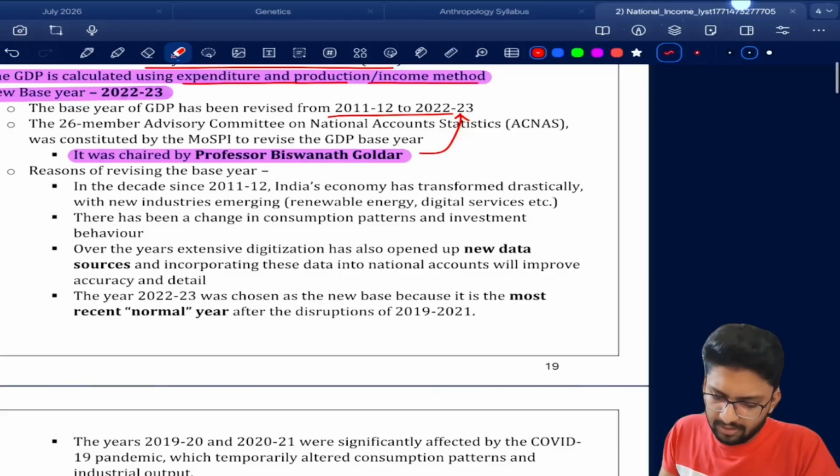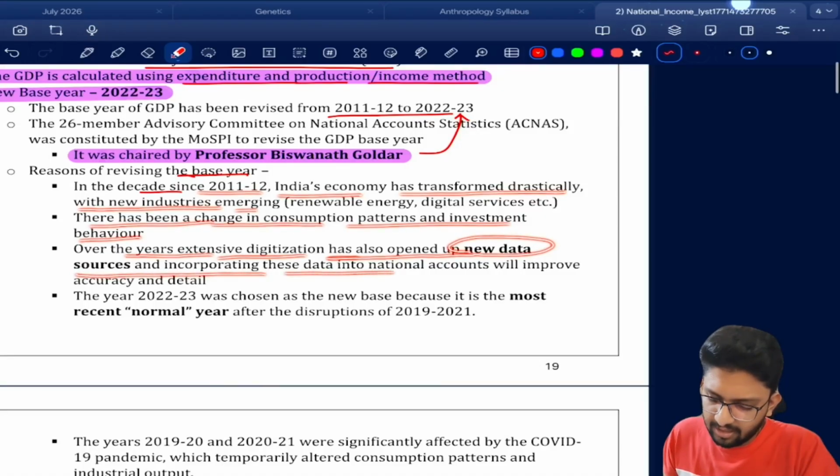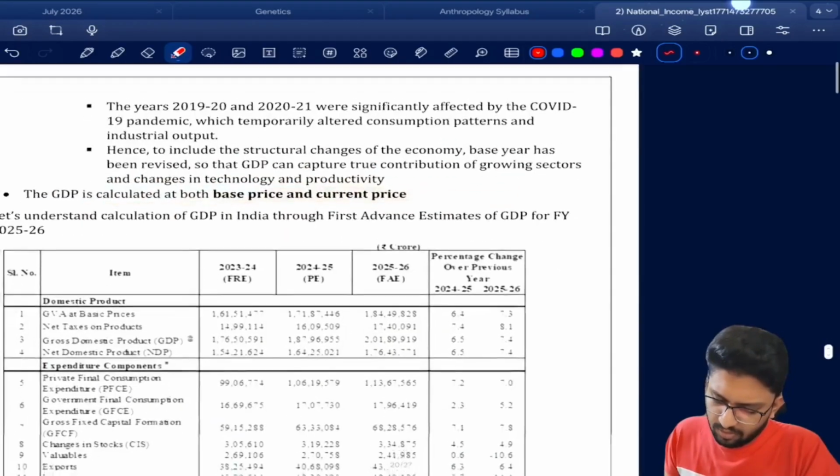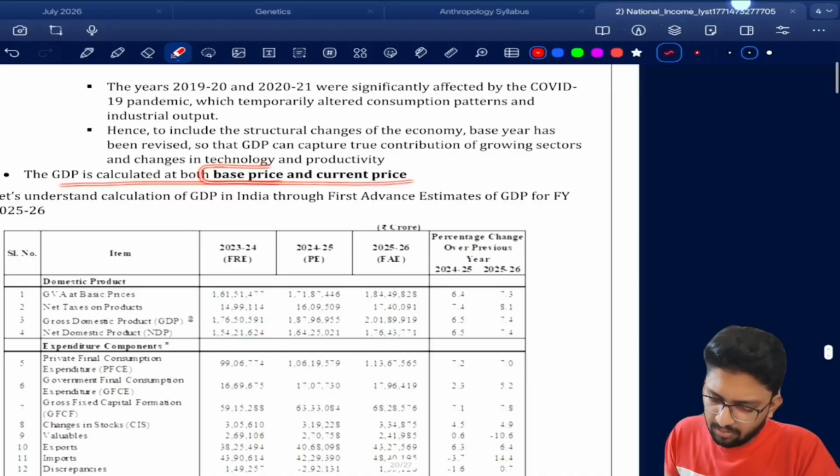Okay. Reasons for revising the base year. In the decade since 2011-2012, India's economy has transformed drastically with new industries emerging. There has been a change in consumption patterns and investment behavior. Over the years, extensive digitalization has also opened up new data sources, and incorporating these data into national accounts will improve accuracy and detail. The year 2022-23 was chosen as the new base year because it is the most recent normal year. Okay, fine. The GDP is calculated by using both base price and current price.